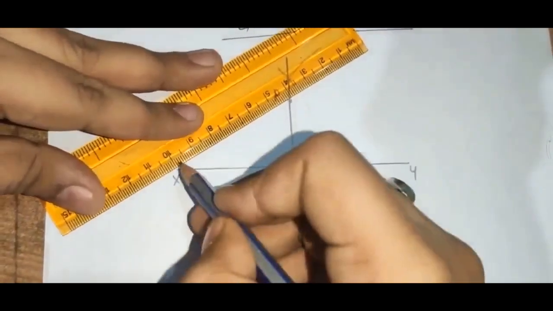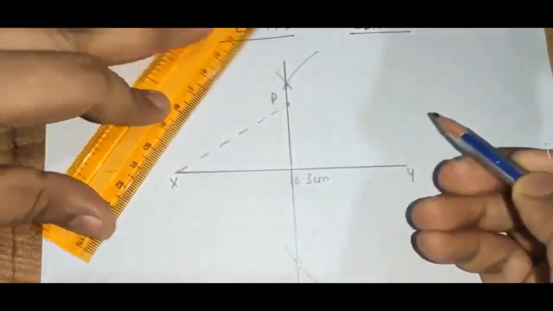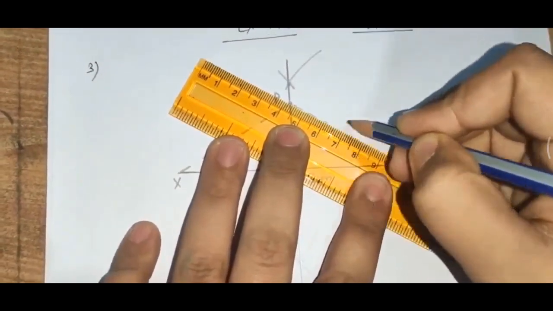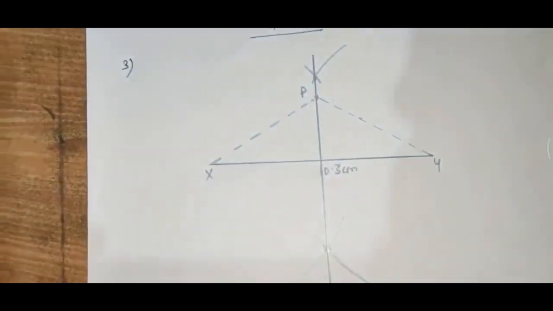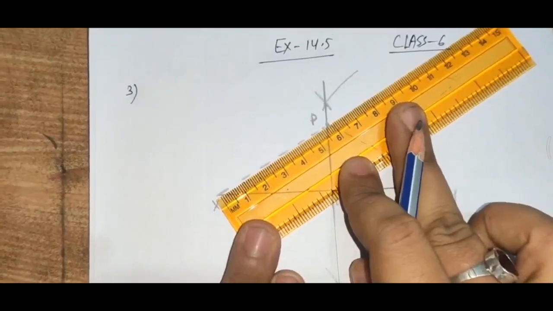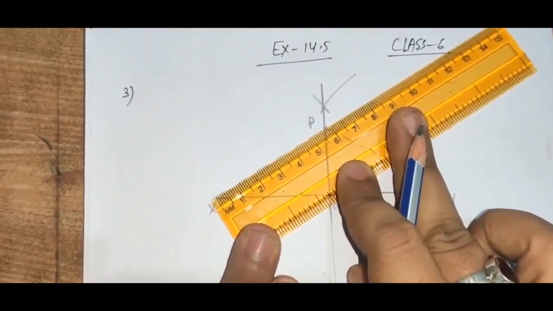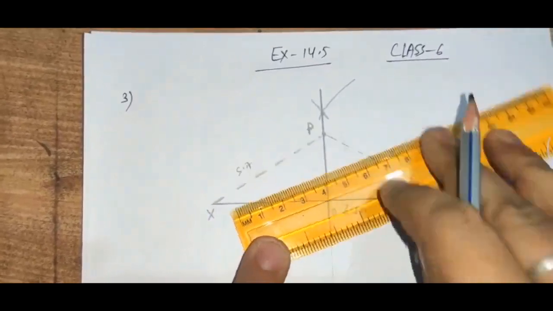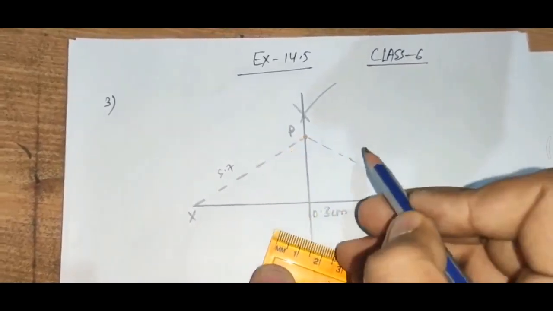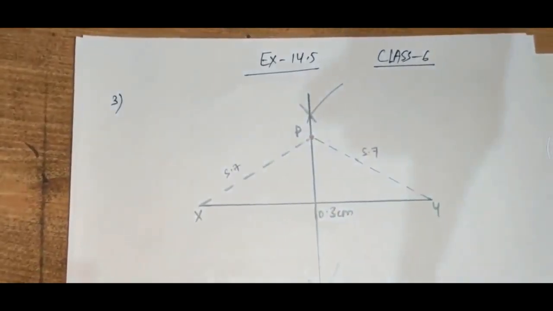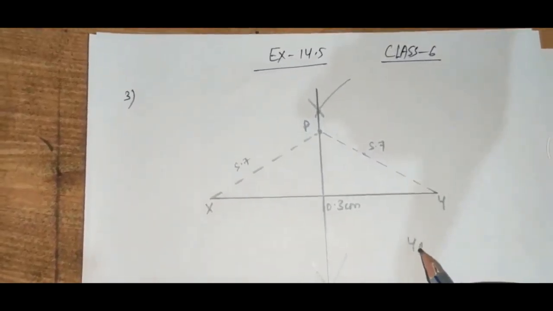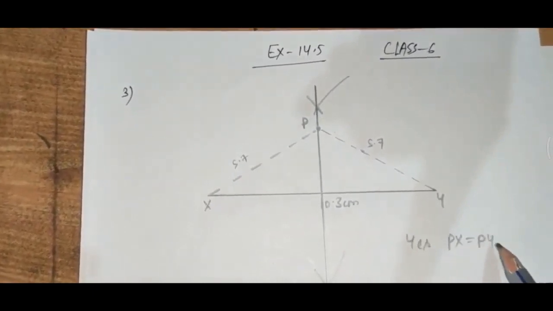Then we will join P and X with a dotted line, and then join P and Y also. Now we will measure this, to examine whether PX is equal to PY or not. So here you can see PX is 5.7 and here PY is also 5.7. So this is our examination that PX is equal to PY. Then we will write here, yes, PX is equal to PY.